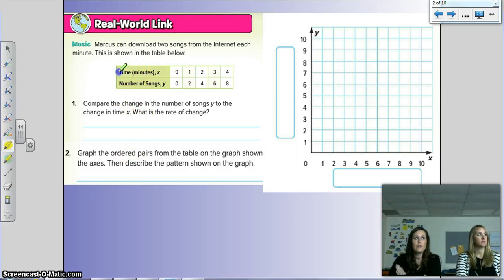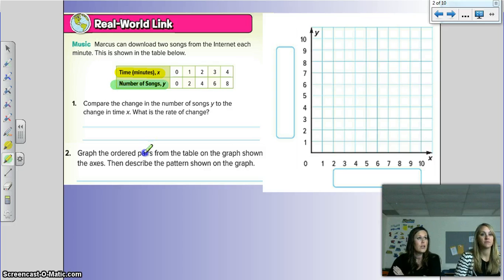So anyways, we have time in minutes going up by 1. It's 0 minutes, and he can download 0 songs, obviously. In 1 minute, he can download 2 songs, and so on and so forth. So what we're going to do here in number 1 is compare the change in the number of songs, which is Y, to the change in time, and we're going to call that a rate of change. Now, one thing you need to know is you're always going to put your Y value on top as a ratio, and then your X value change goes on the bottom.